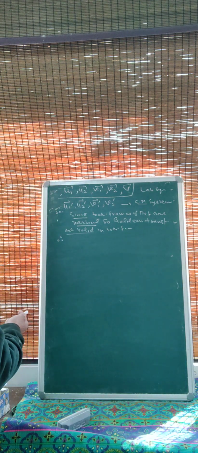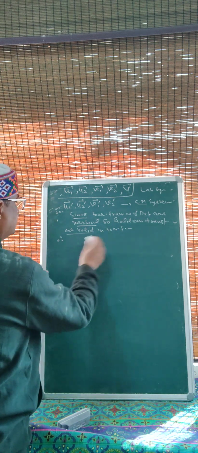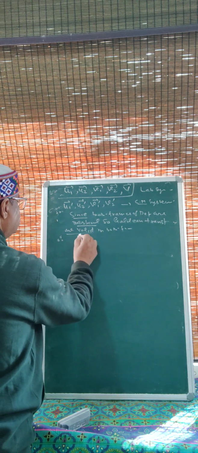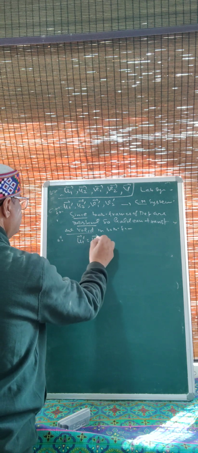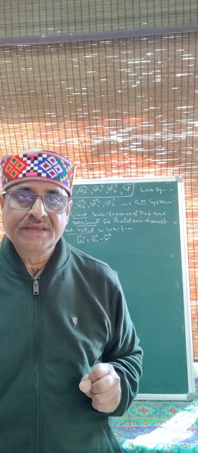What we have said, going from u dash to u or u to u dash, we always write the Galilean transformation of velocities. Therefore, these transformations are: u1 dash is equal to u1 minus v. We know that u dash is equal to u minus v. These are the velocity transformations.